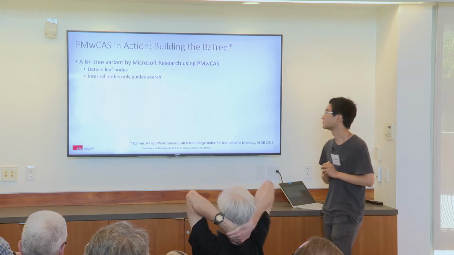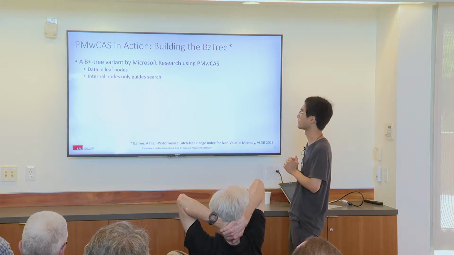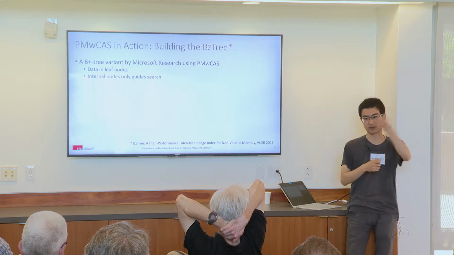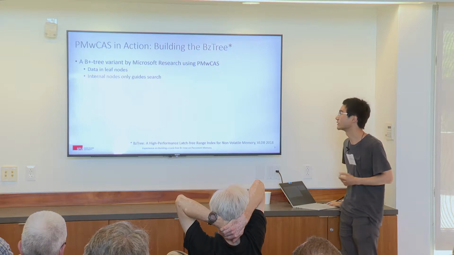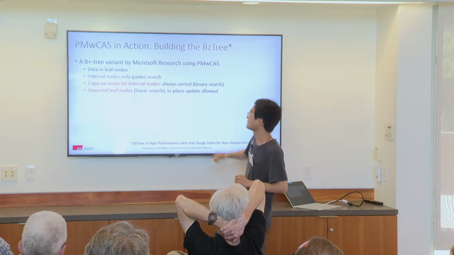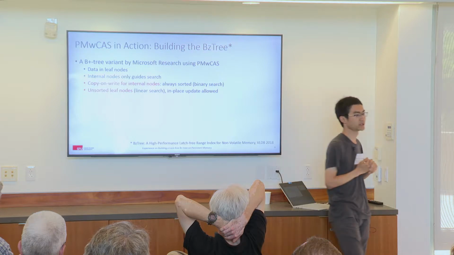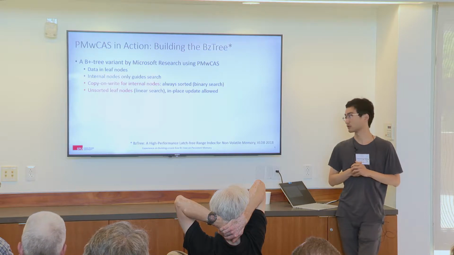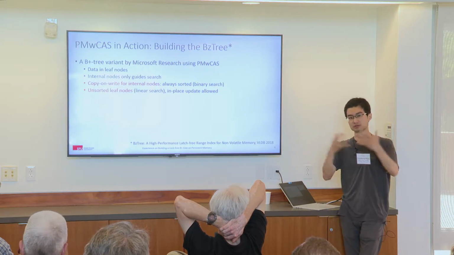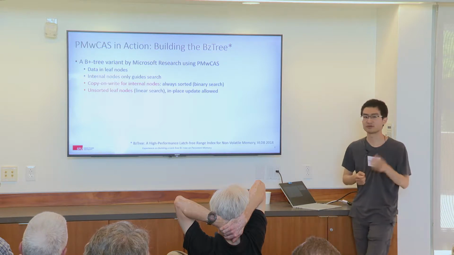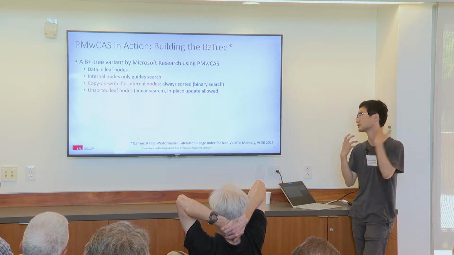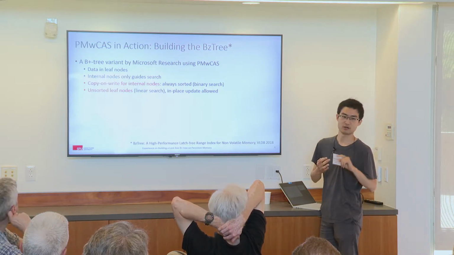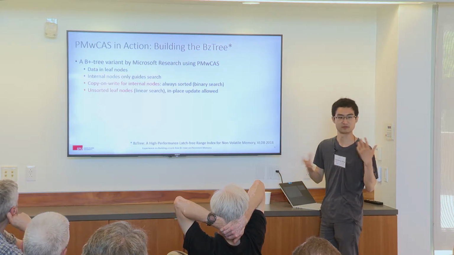operation to do this. So it follows the B+tree design, where you have your data in the leaf nodes, and the internal node only guides the traffic to the right location. But it's also a little bit different and unique in the sense that the internal nodes are copy on write. So in other words, whenever you want to insert into an internal node, say as part of a split or merge operation, for a merge operation you would remove the keys, then you have to copy the entire node, do the modifications, and install it again, right? The reason they do this is because they want it to be always sorted and also optimized for binary search.